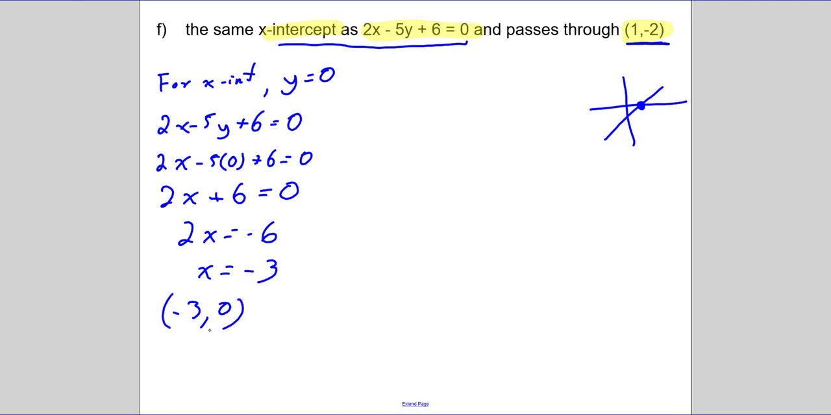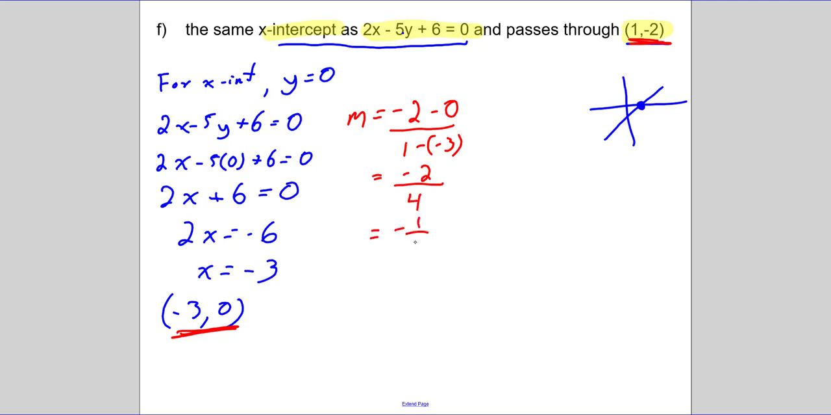That's the x-intercept of that line, but it also passes through our line, the one we're concerned with. So now I have 2 points. I have a point here, and I have that point they gave us, (1, -2). Once we've established those 2 points, now it's exactly like our previous examples. We can find the slope by doing delta y over delta x. So negative 2 minus 0 over 1 minus negative 3. So this is negative 2 over 1 minus negative 3 is positive 4.